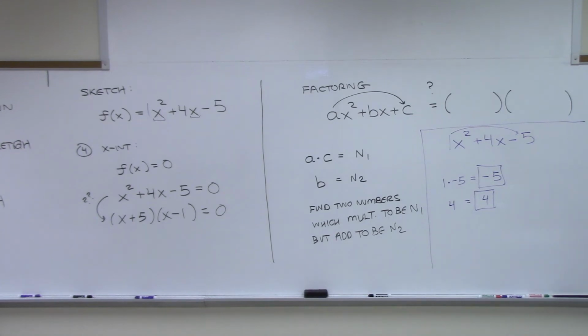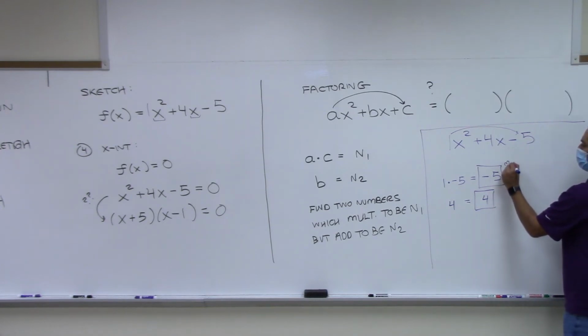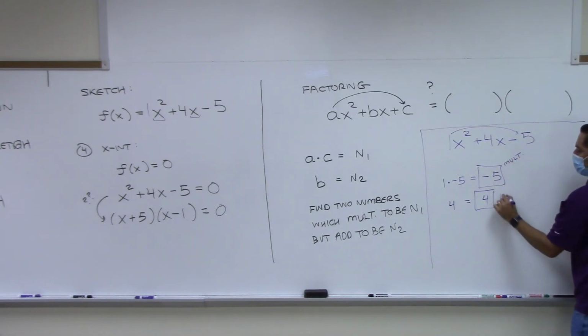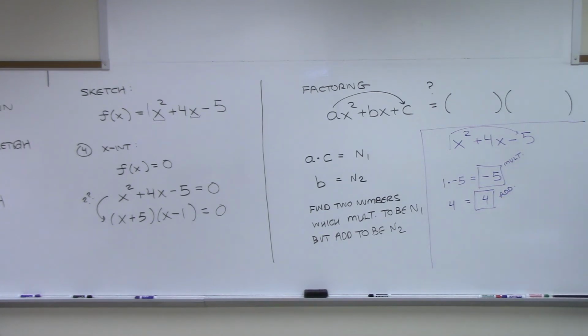Now, you need to come up with two numbers that multiply to be this, but add up to be this. And this part I can't really help you on. Get a calculator out if you need a calculator. But you've got to come up with two numbers that multiply to be this and add to be this.